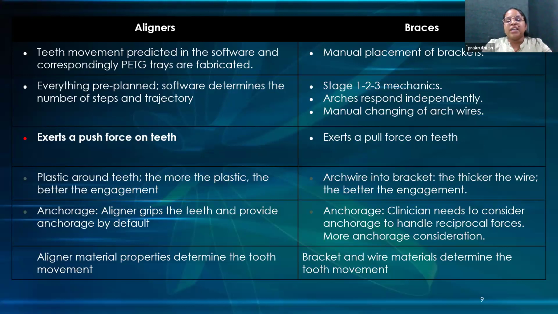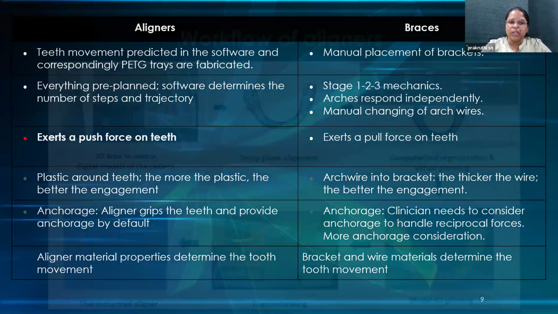So aligner sheet properties, the aligner material properties, are the ones which actually determine the tooth movement, and hence the whole process of thermoforming also needs to be carried out thoroughly in order for an aligner to express the forces and bring about the tooth movement.